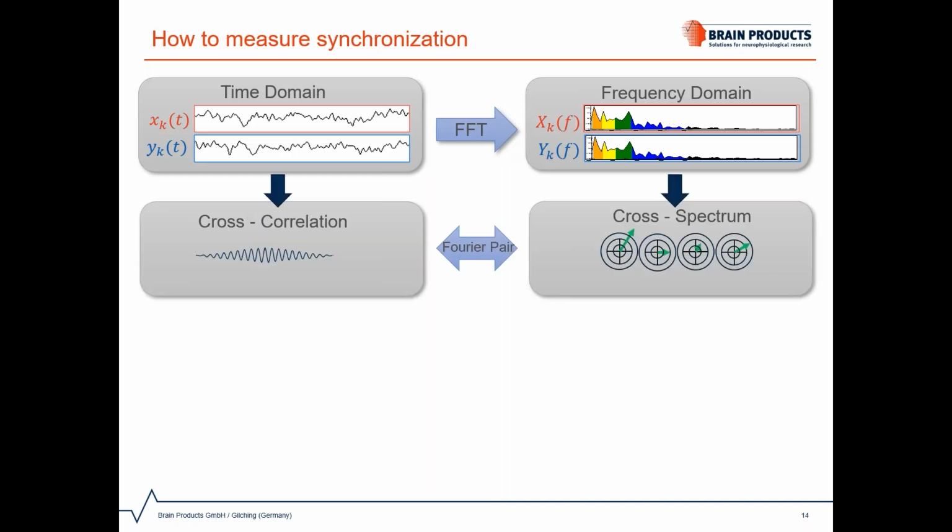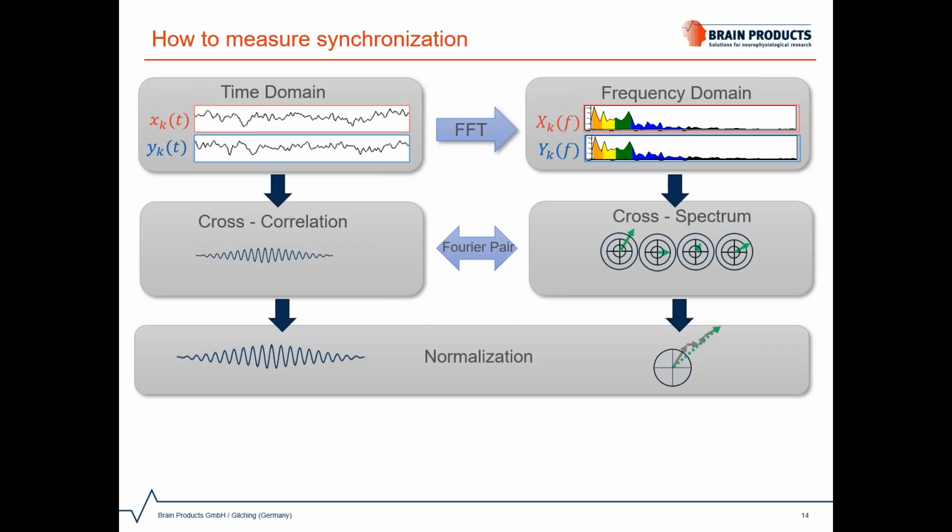Whether or not these signals are synchronized can be assessed with these two quantities. In the time domain, this is the cross correlation. In the frequency domain, this is the cross spectrum or the cross spectral density. These two quantities actually contain the exact same information, but only exist in two different domains. Therefore, they're called Fourier pairs.